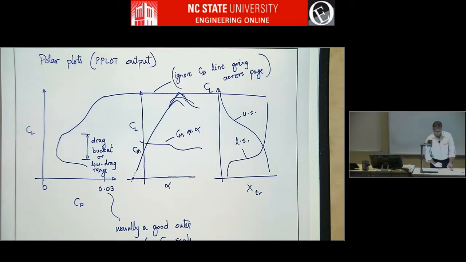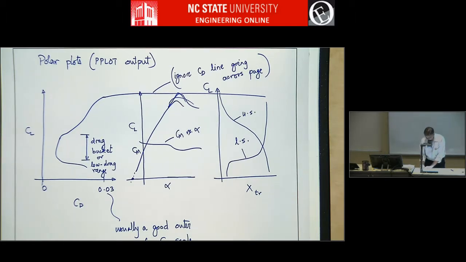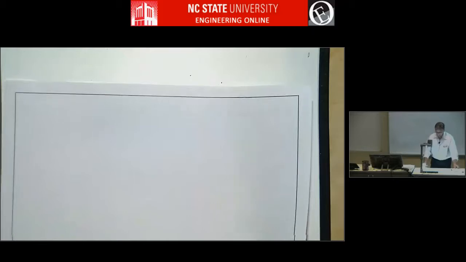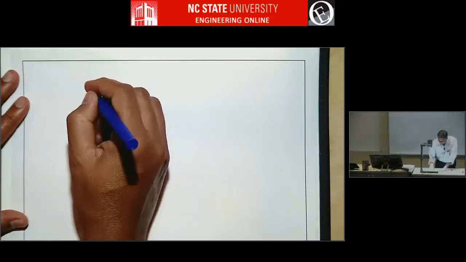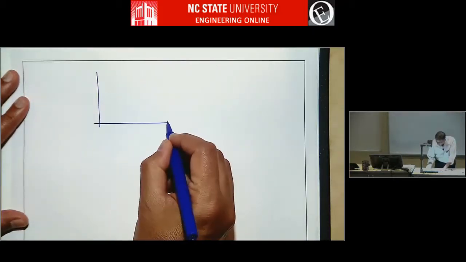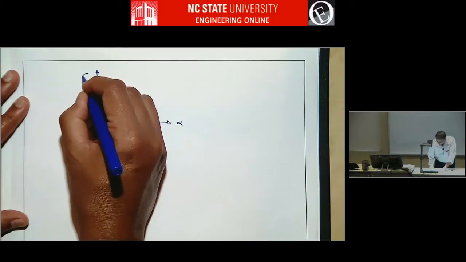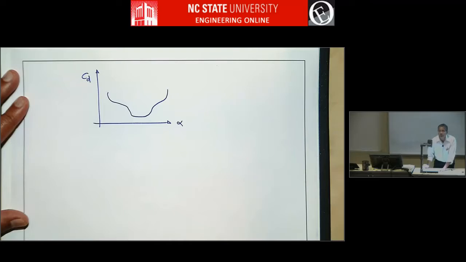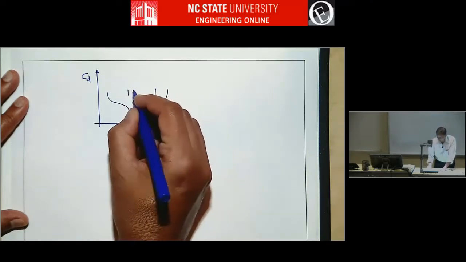Okay, so let's talk about the drag bucket. The reason this is called drag bucket is in the past people used to plot CD versus alpha like this. Even now some people do it. And so it'll look like this, and this region is like a bucket, right?